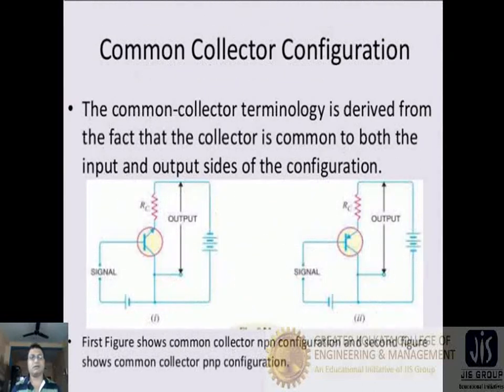Now we are going to discuss the common collector configuration. The common collector terminology is derived from the fact that the collector is common to both the input and the output side of the configuration. In the common collector configuration, the collector terminal is common for both the PNP and NPN transistor. This is the NPN transistor and here is the PNP transistor. In both transistors, the collector terminal is common to both input and output. Another thing, the emitter base junction should be in forward bias and the collector base junction should be in reverse bias to get proper transistor action. So in this way the common collector configuration can be made.